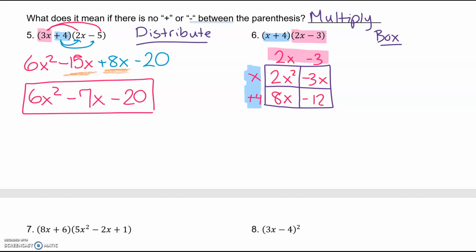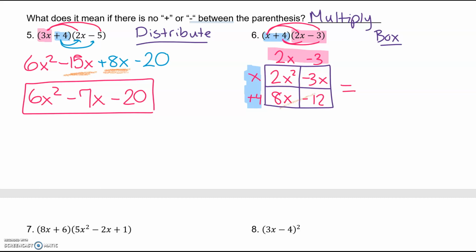If you look at what we did, we essentially just took the x and multiplied it by both of those pieces, except we wrote it inside the box. Okay, then we took the 4 and multiplied it by both of those pieces and put them in the bottom boxes. Now, to get the information out of the box, I need to combine like terms.